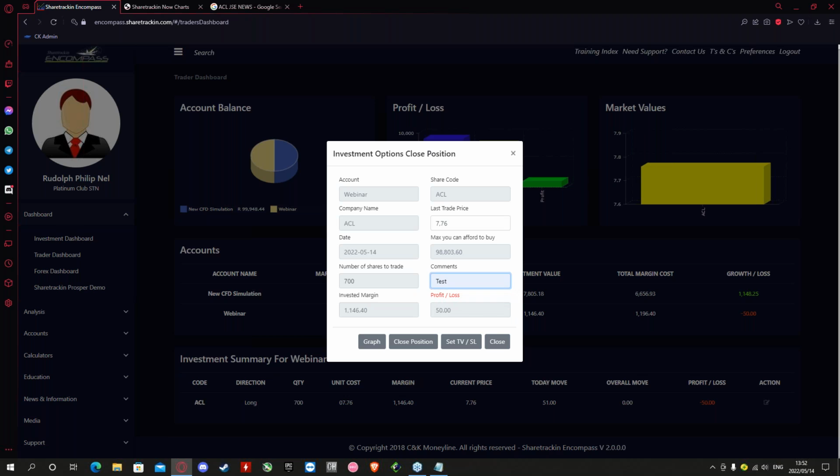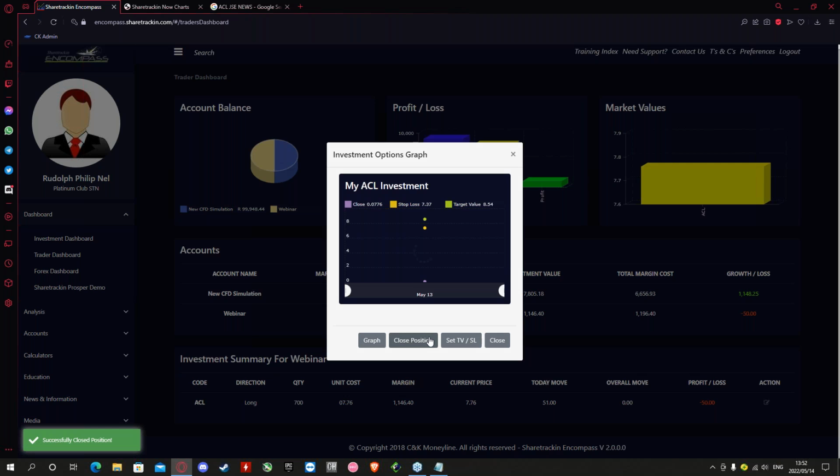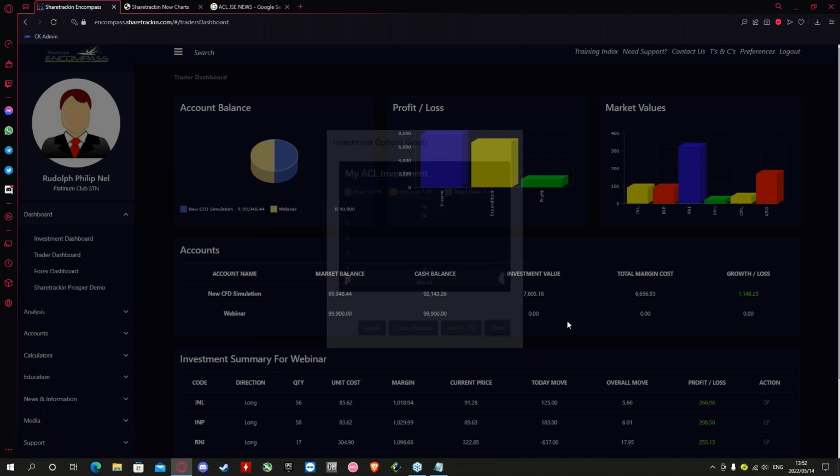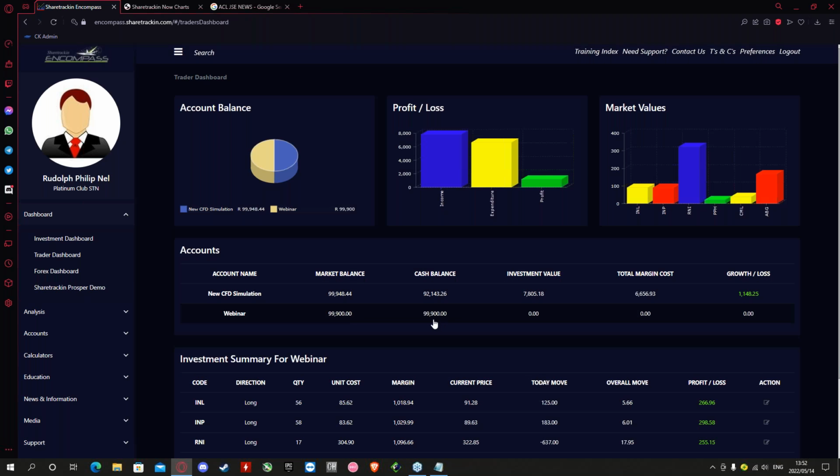Okay, so I'm just going to use test for now and then just say close position. So first of all, go to action, click on close position, fill in your comments and click on close position again, and then we'll close that position. All right, then we'll sell out. Okay, so now we can see we didn't make anything, we lost money. Okay, because we paid 50 Rand for a buy, 50 Rand for a sell, so we lost 100 Rand on that CFD.